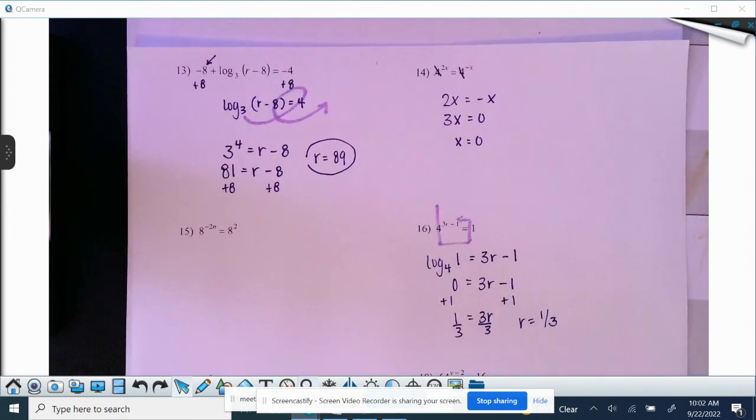But again, if the variable is in the exponent, that's when you're going to use logs. And you're going to use your calculator as much as possible. It is not assumed that you're going to be able to do this without a calculator at all. Welcome to Math 3, love of calculators.